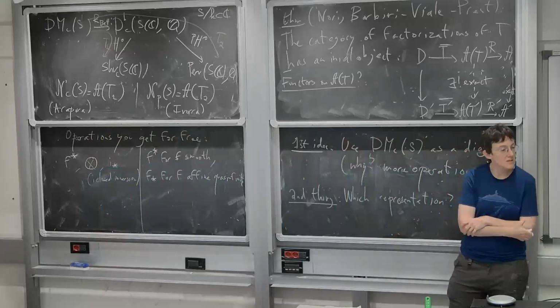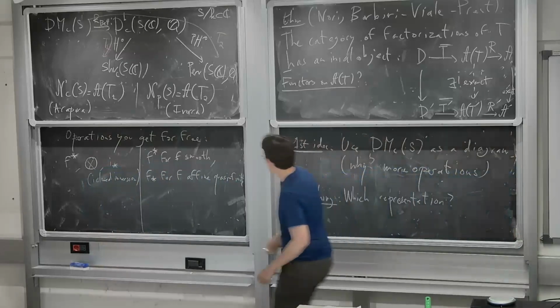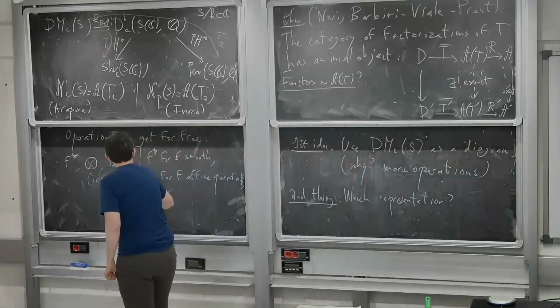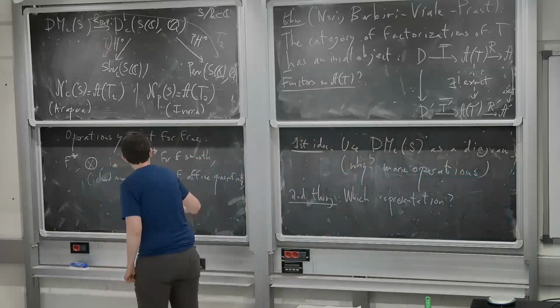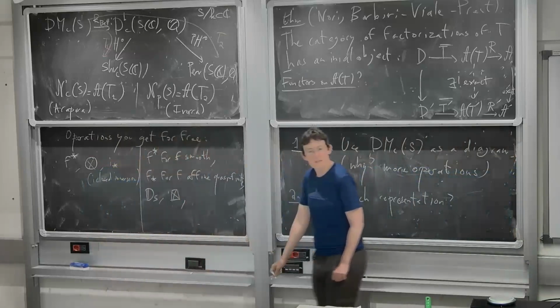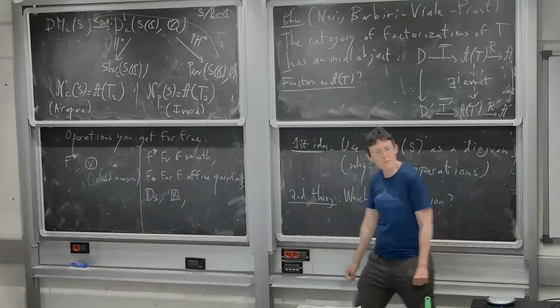immersions. Yeah, you get Gideon, you get external tensor product, and you get nearby and vanishing cycles.